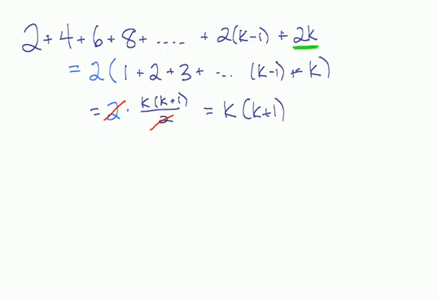Now again, let me give you a concrete example here. 2 plus 4 plus 6, etc., plus 98 plus 100. What is k here? k is 50. The last item is 2 times k, so we divide 100 by 2, and that gives me 50. So my answer here is going to be 50 times 51, which is 2,550.